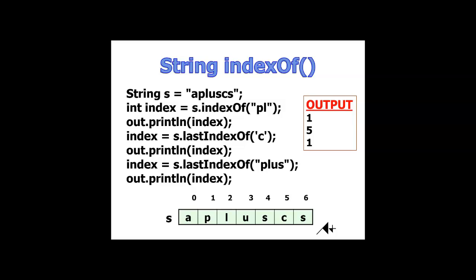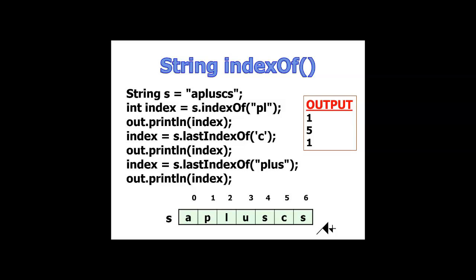So index of starts at the beginning and goes towards length. Last index of starts at the last character at length -1 and scans towards 0. So last index of would start at length -1, start checking, and the moment that it finds that first occurrence of what you're looking for, it returns that position. So if I do last index of C, it's going to start at 6, going towards 0. It's going to find the C at position 5.